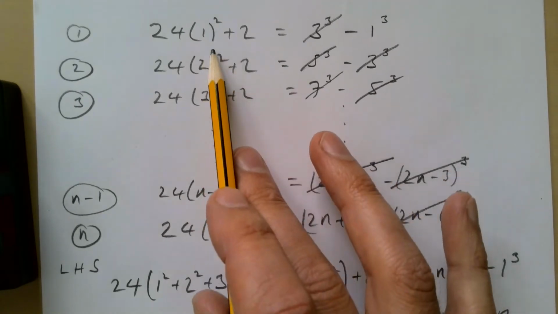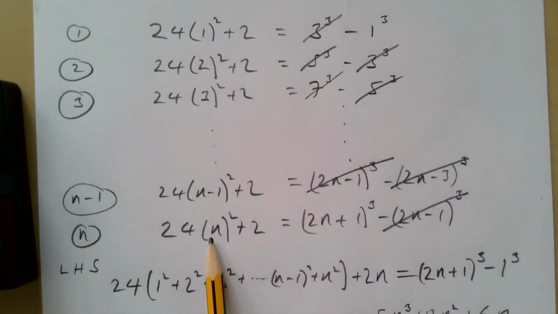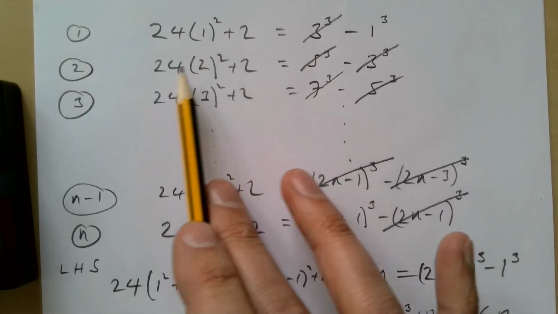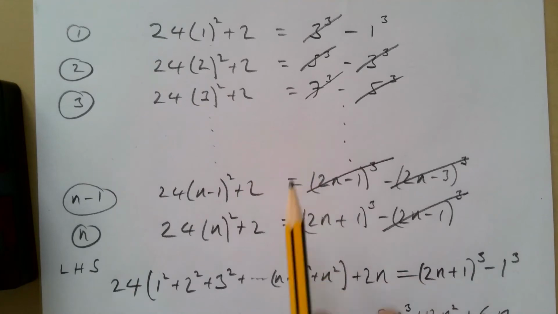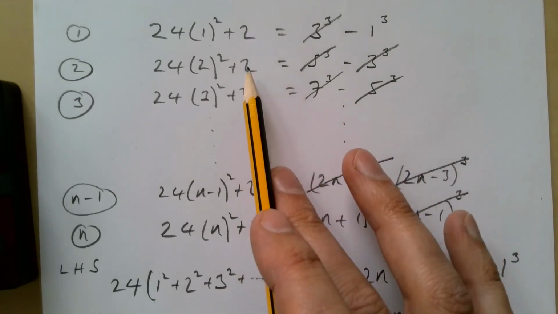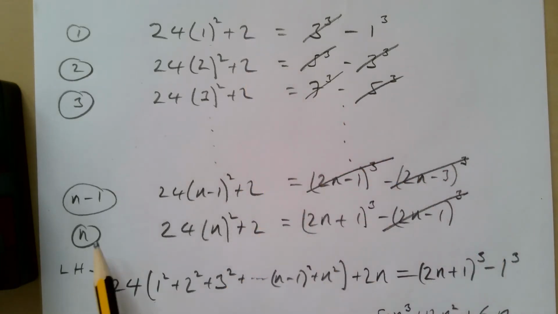If we try and add everything here on the left hand side, it's going to be this plus this plus this. So it's 24 upon 1 squared, 24 upon 2 squared, 24 upon 3 squared. So that's going to be 24 upon 1 squared plus 2 squared plus 3 squared plus all the way up to (n minus 1) squared plus n squared. All the 2's here at the end as well. So there's 1 plus another 1 plus another 1. How many of them are there? There's going to be n of them. So it's going to be then plus 2n.